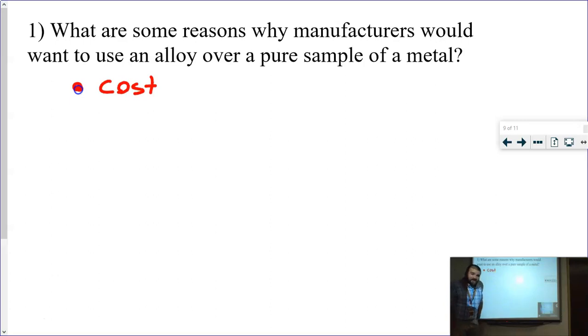Reason number one, cost. Different metals have different values. Some are more abundant, some are more rare, and by potentially adding a more abundant element or a more abundant metal into a really rare metal, that could lower the cost, which is good, right? If you're a business, you want to lower the cost of your product and potentially have still the same aesthetic or the same functionality, right? So by putting some cheaper metal in with some more expensive metal to make an alloy, you could save on cost. Something else.